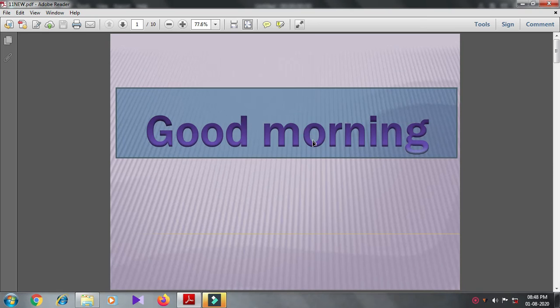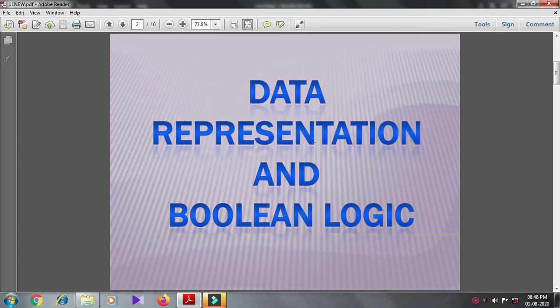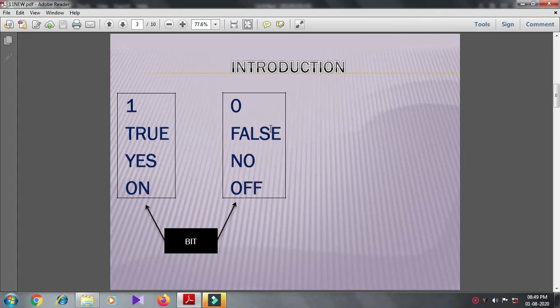Good morning, students. Today we are going to discuss a new chapter, data representation and Boolean logic. You must have heard that computers work on zeros and ones. That is, ones and zeros play a big role in how computers work. In other words, data inside a computer gets stored in digital form, that is zeros and ones.